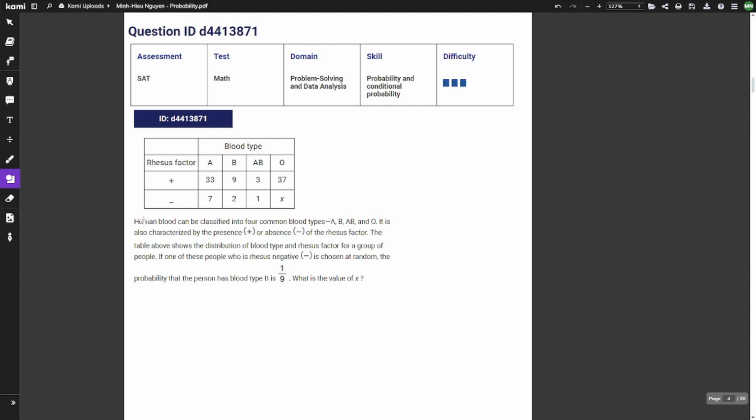So, here we have a whole bunch of babbling, but this is the math section, not the reading section, so I'm not reading none of that.